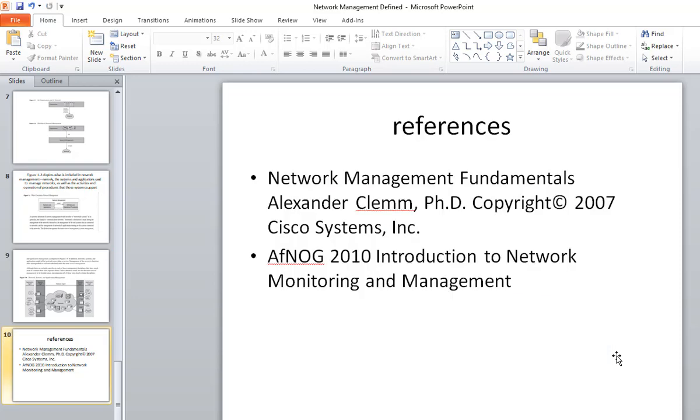So we had certain references from Network Management Fundamentals from Alexander Clem, from the Cisco Press, and then Introduction to Network Monitoring and Management. Thank you so much.